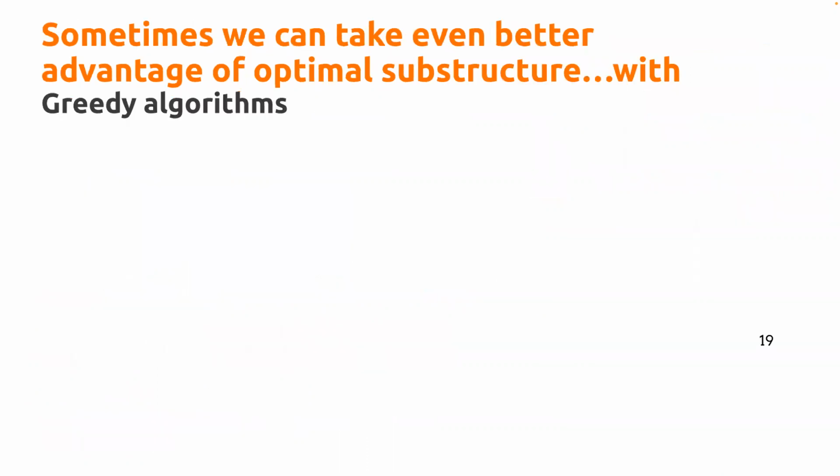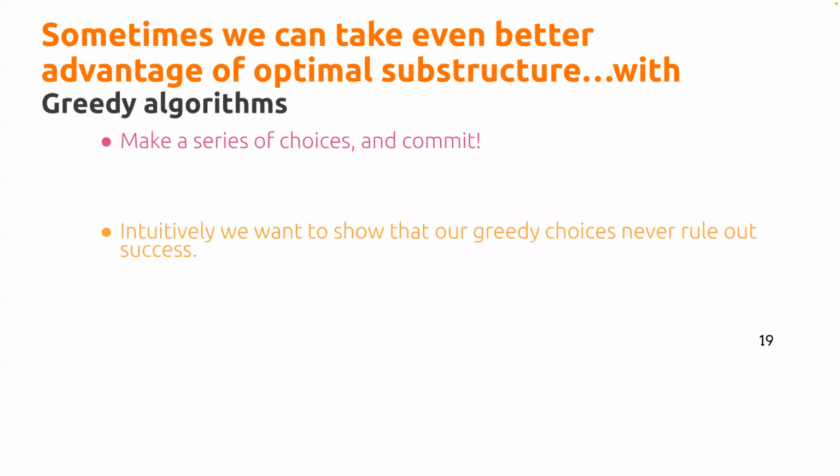Then we jumped into what we call greedy algorithms, which is sometimes our optimal substructure is so good that we don't actually have to solve all the subproblems. We can immediately make decisions and say, this is the only subproblem we need to solve. So we make a series of choices and we commit. Okay, and this is the last set of algorithms we covered.